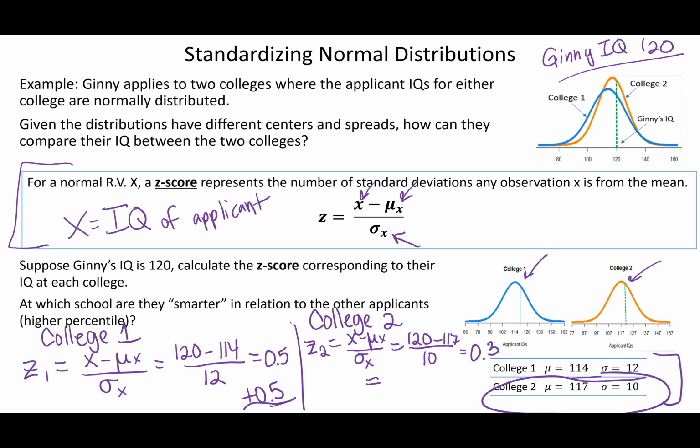Positive 0.3 means at college 2, they were above average. They were 0.3 standard deviations above the average. If you think about it as converting to percentiles, having a z-score of 0.5 will have more area below it than having a z-score of 0.3. So at college 1, they're in a higher percentile IQ-wise among the applicants. Once again, I've never heard of any program that requires people to submit their IQs or even know them, so this is a very, very hypothetical scenario.